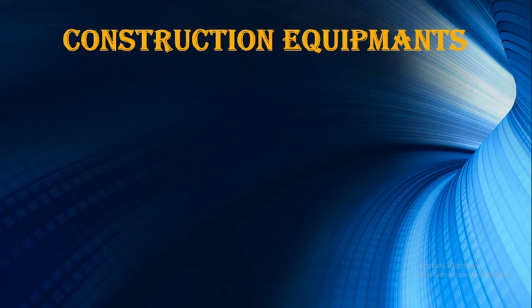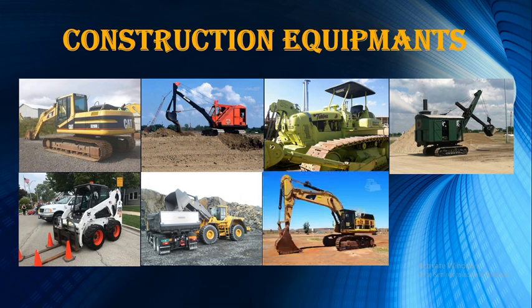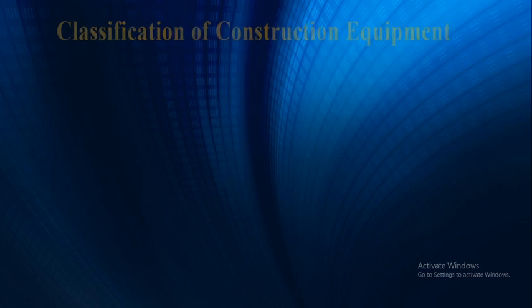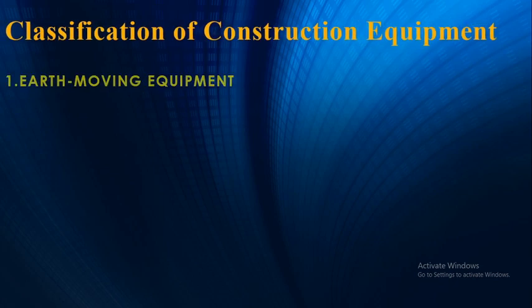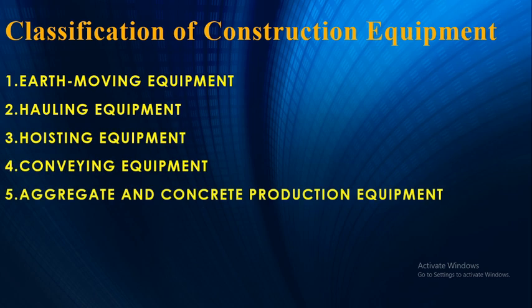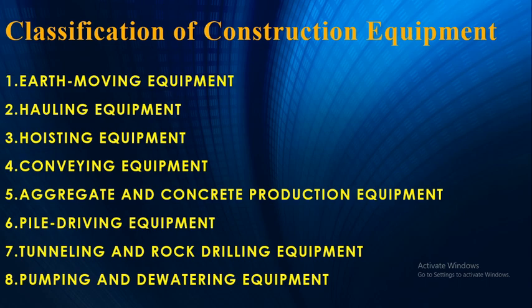Today I'm going to talk about some construction equipment that we use in many different and difficult places. As a civil engineer, we should know the classification of construction equipment: earth moving equipment, hauling equipment, hoisting equipment, conveying equipment, aggregate and concrete production equipment, pile driving equipment, tunneling and rock drilling equipment, pumping and dewatering equipment.